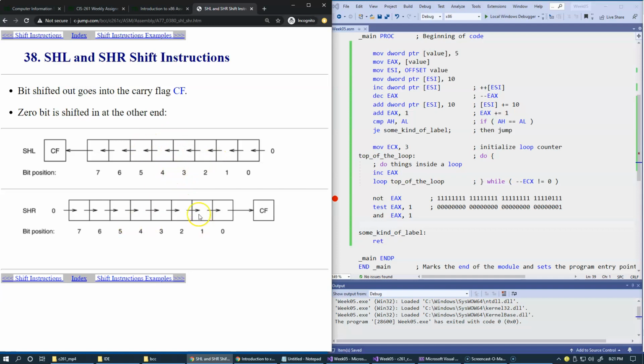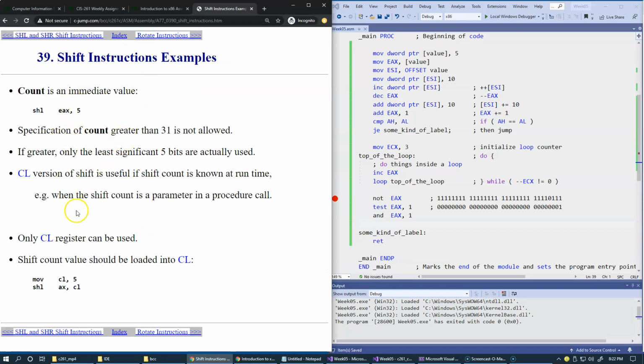And these shifts could allow us to multiply and divide. So this would be multiplying by powers of 2, and this is dividing by powers of 2. I'm not going to use examples right now because we will actually try to use these shifts in places of arithmetic specific to multiplication and division. So in the future we will revisit these instructions. But there are some examples here that talk specifically about certain things, like how do you specify the count. But we will discuss this in the future.